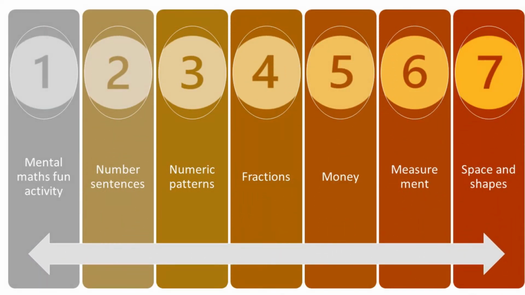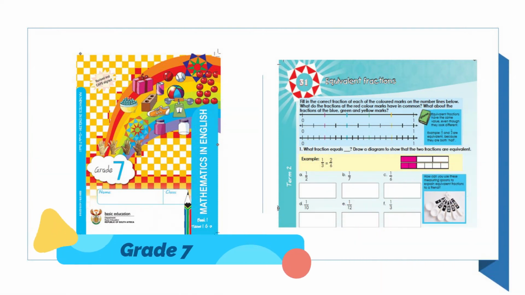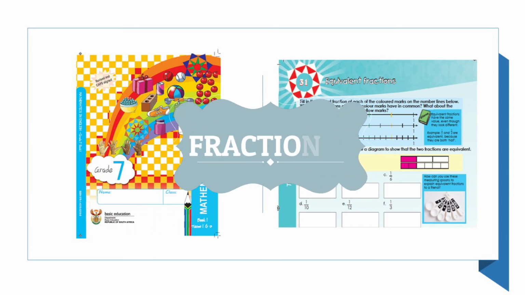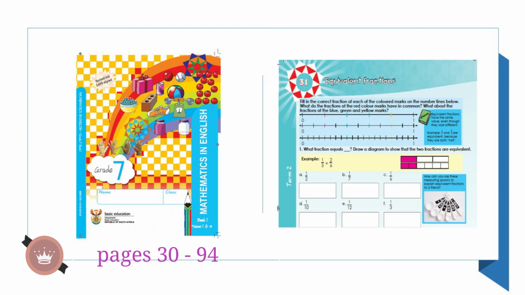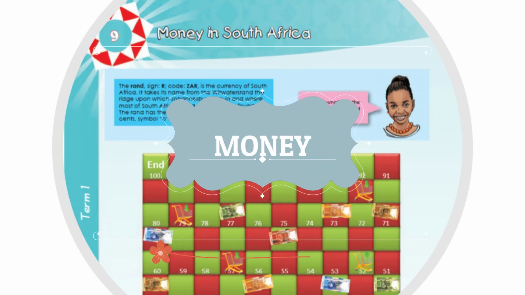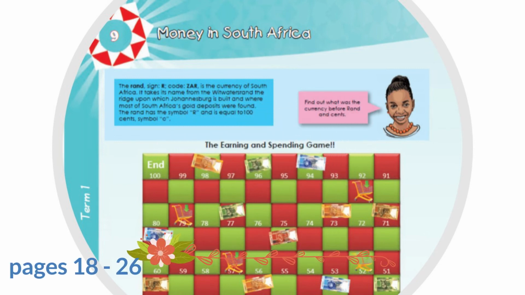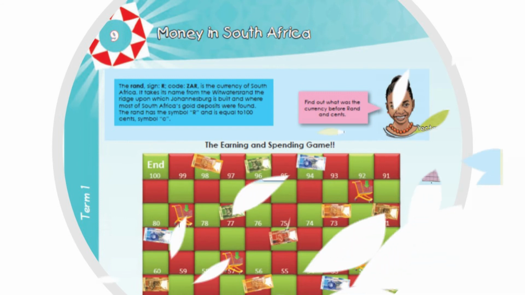Again, the Grade 7 book follows the same pattern and includes the same topics as the books for Grade 4, 5 and 6. The Term 1 and 2 Rainbow Workbook for Grade 7 contains exercises on fractions from pages 30 to 94. This includes common fractions, multiplication of fractions, decimals and percentages. Money exercises are found on pages 18 to 26. This extends to finances, including profit, loss and discount, budgets, loans and interest.